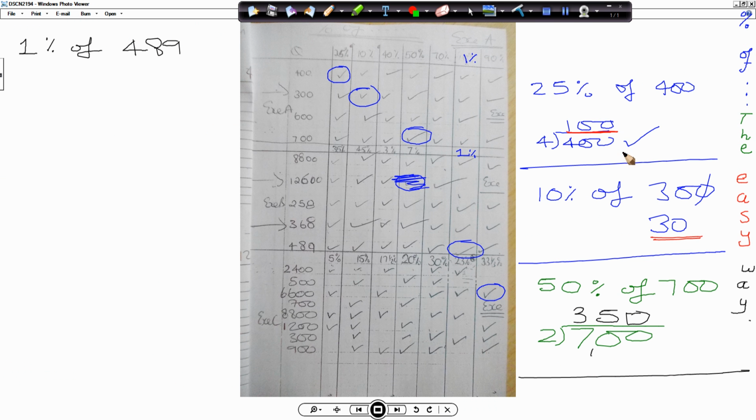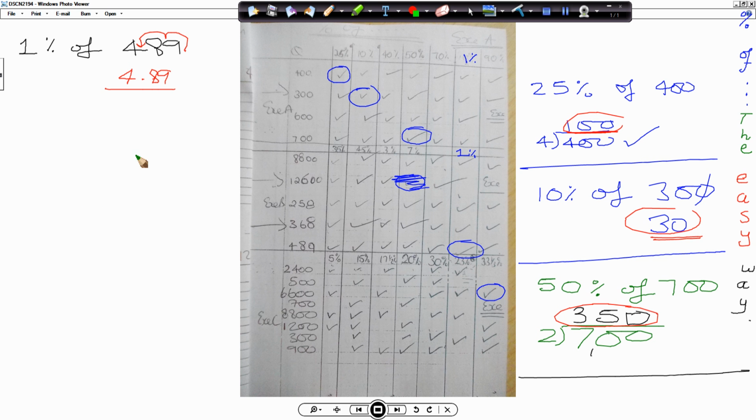So here are the solutions to the questions that we've just given you for classwork. Can you please tick them? First one's 100. Second one is 30. The third one is 350. I want to work out 1% of 489: put the decimal point at the end and divide by 100. So that gives us an answer of 4.89. Done.